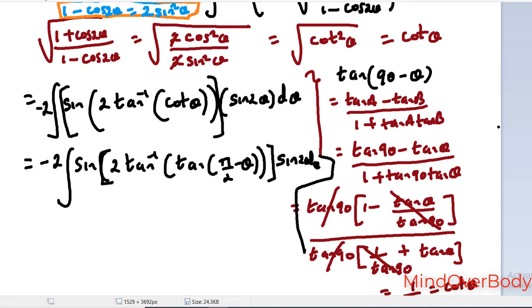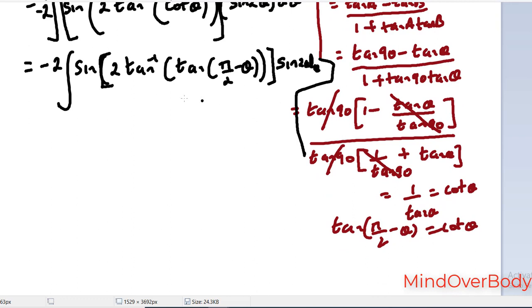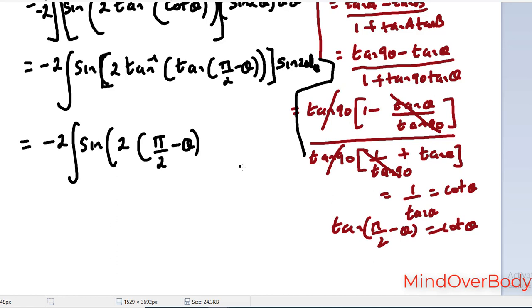Okay, so tan inverse and tan get neutralized, giving me negative 2 times the integral. In fact, there is a 2 that I can take out. No, let me keep the 2. 2 times tan inverse and tan gets neutralized, giving me pi over 2 negative theta times sine 2 theta times d theta. Right? Okay, this looks good.